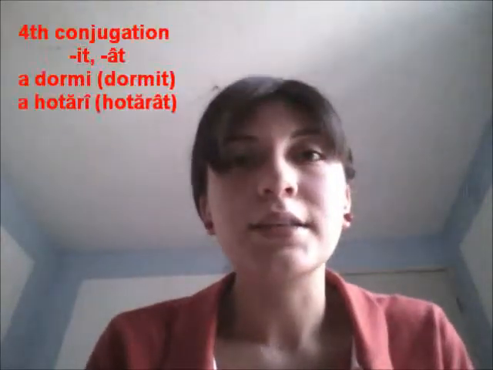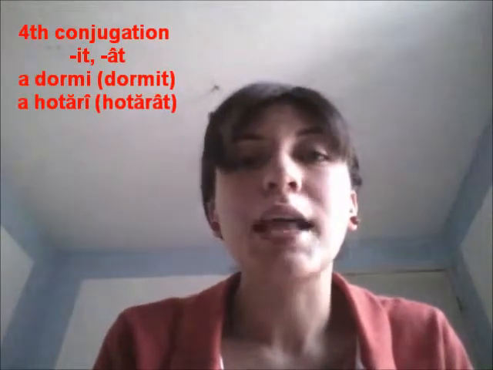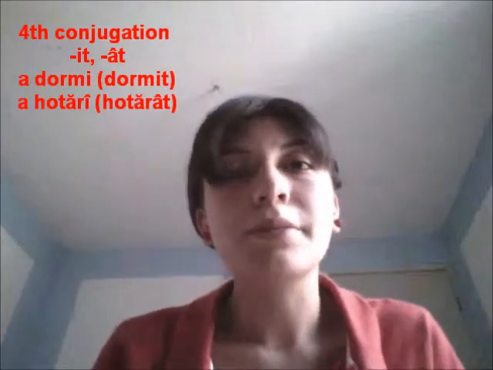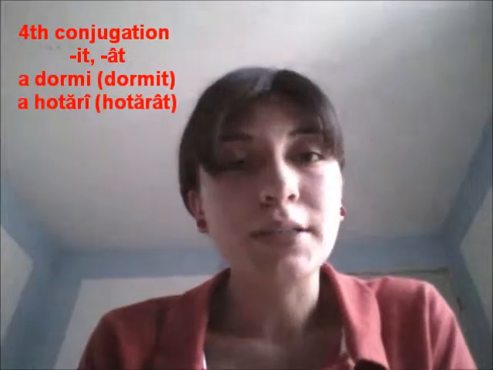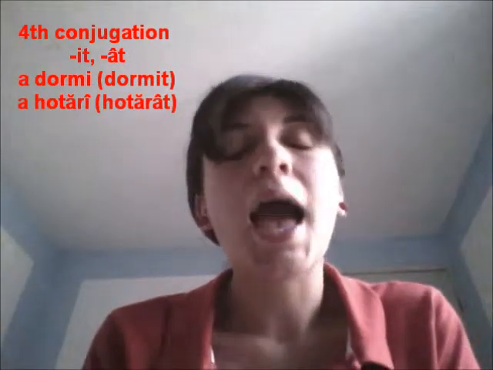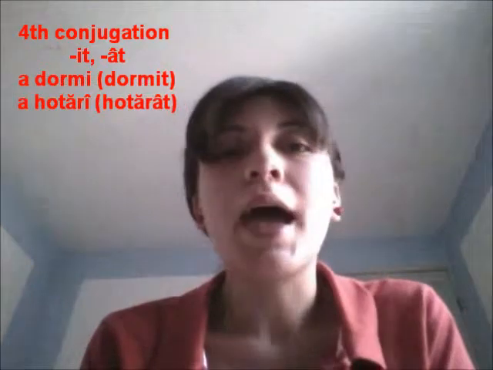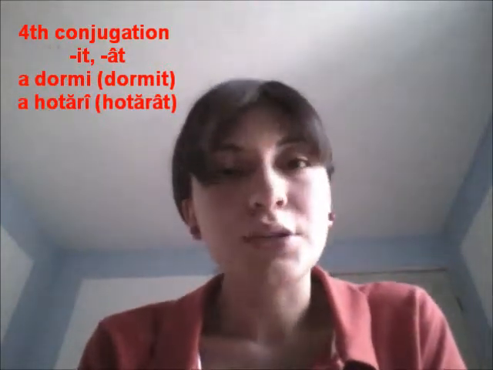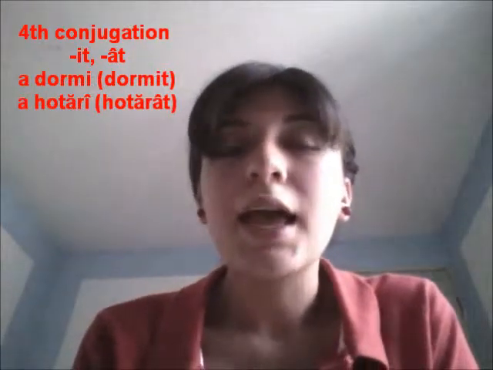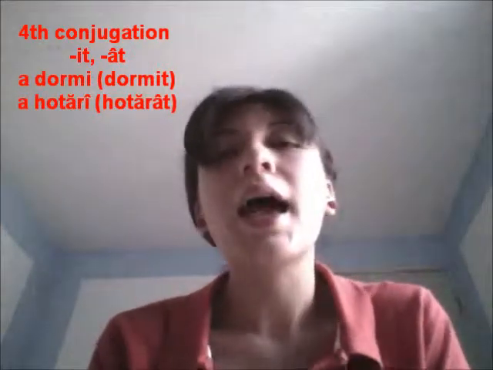And for the last conjugation, we must add at the ending the syllable it or the syllable ut. For example, the verb a dormi, that means to sleep, the past participle is dormit. And for example, the verb a hotărî, that means to decide, the past participle is hotărât. And as you can see, the past participle has many rules, but they are easy.